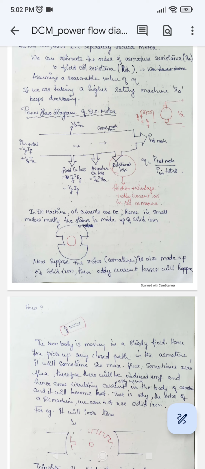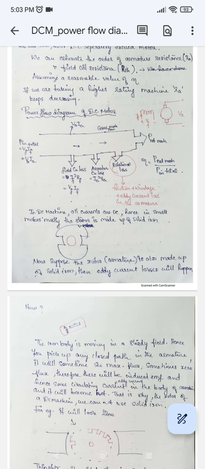So the total input was VFIF plus VIA and the net mechanical power output is gross mechanical power developed minus the rotational losses. So this is just the power flow diagram. We haven't explained anything much in equation. We will come back to it at a later stage of this lecture itself.